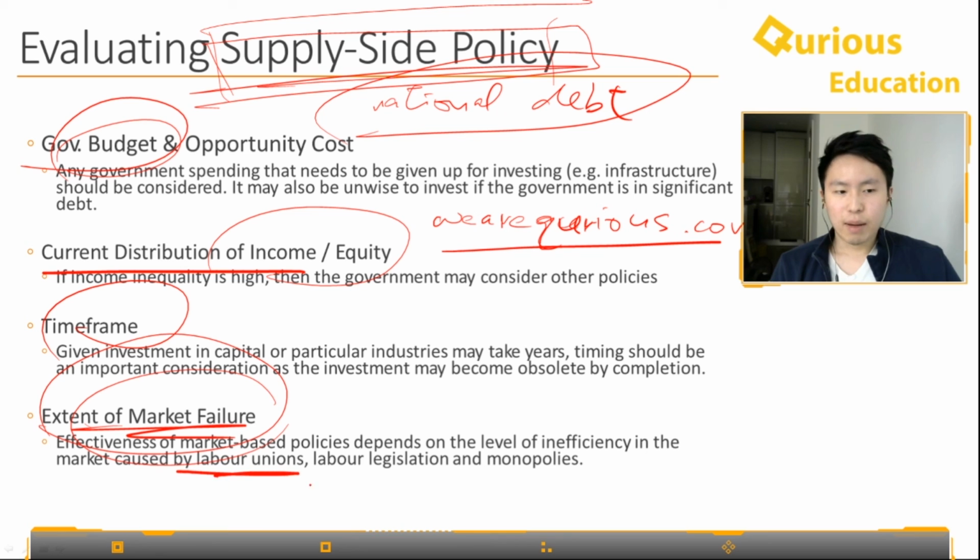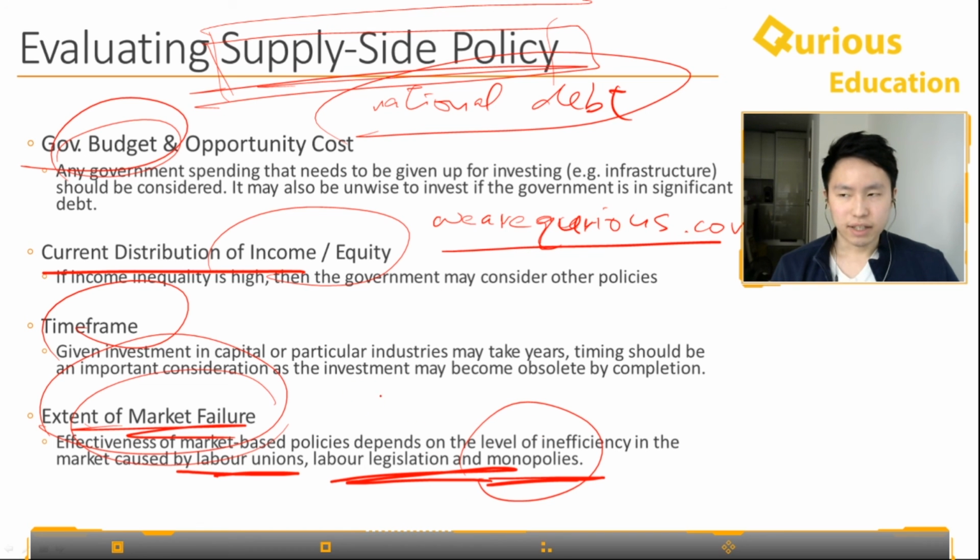So if the labor unions are very strong and they are making it impossible for firms to operate or to fire people, then of course we would need supply-side policy. Or if there's so much labor regulation or legislation, or if the concentration of power for businesses is very, very high, such that there are a lot of monopolies in the economy, then we should try to improve the level of competition in the economy by tackling these monopolies like Amazon, Google. Yes, I'm talking about big tech, and we should tackle these monopolies in order to help make the economy more efficient.